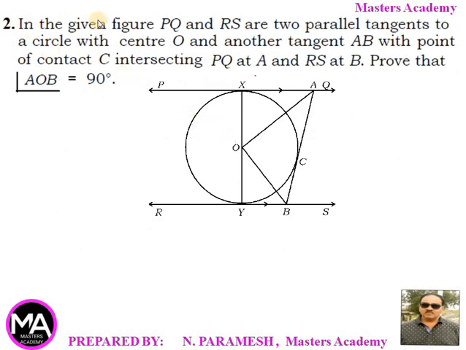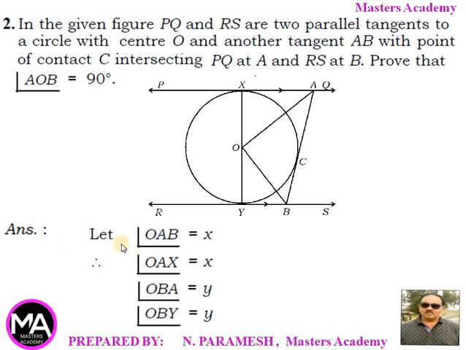Second question, in the given figure, PQ and PR are the two parallel tangents to a circle with a center O and another tangent AB with the point of contact C intersect PQ at A and RS at B. Prove that angle AOB is equal to 90 degree.